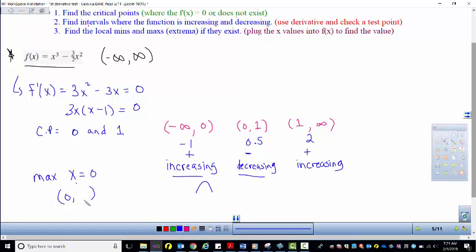So what I can do is find the y value to go with my maximum by plugging 0 back into the original equation. Well, it's going to be very easy. That's 0.